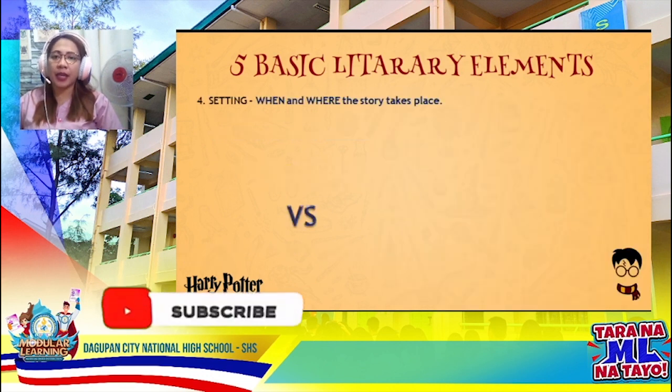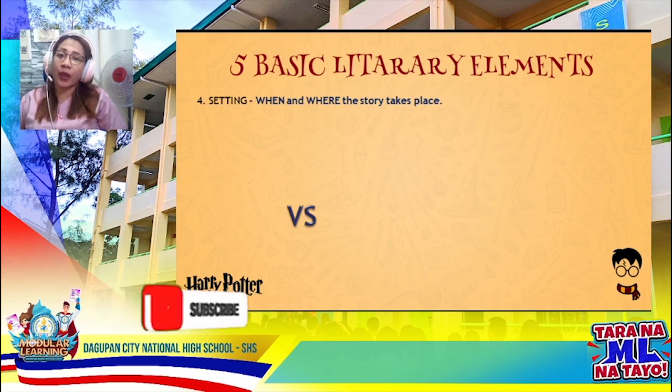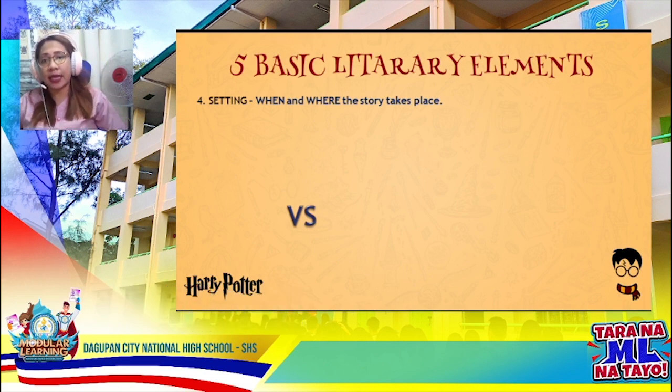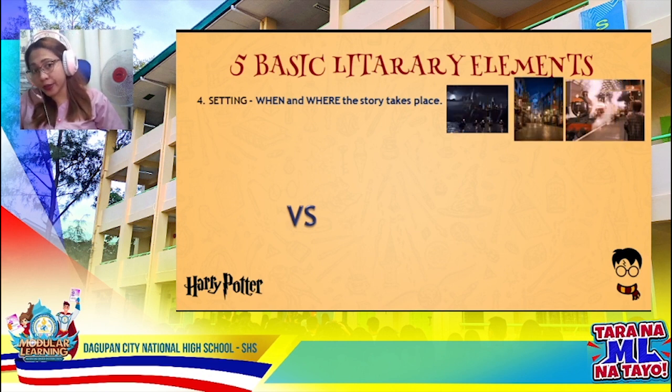Next we have the setting. The setting basically answers the question of when and where the story takes place. For example, Harry Potter takes place at Hogwarts, at Diagon Alley, at platform 9 3/4. When we say setting, remember, it's not just the place, but also the time when the story took place.